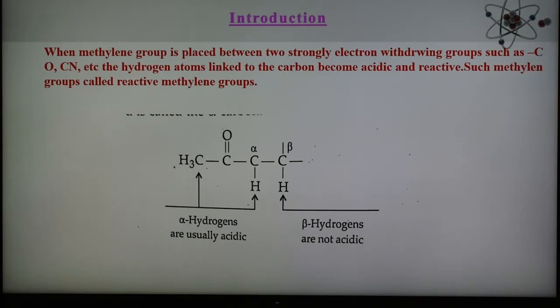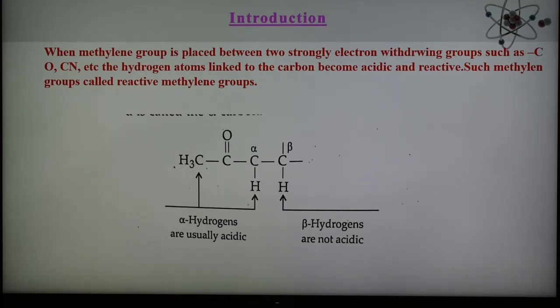When a methylene group CH2 is placed between two strongly electron withdrawing groups such as carbonyl, CN or OC2H5, the hydrogen atoms linked to it become acidic and reactive. Such a methylene group is called a reactive methylene group. An important characteristic of carbonyl compounds is that hydrogen atoms attached to the carbon adjacent to the carbonyl group are generally acidic. These hydrogens are called alpha hydrogens, and the carbon to which they are attached is known as the alpha carbon. So this is the reactive methylene group.